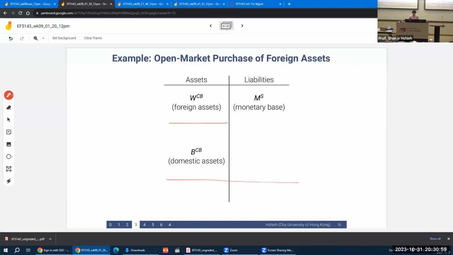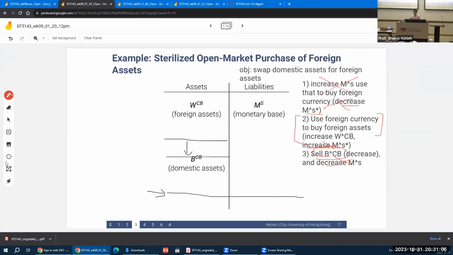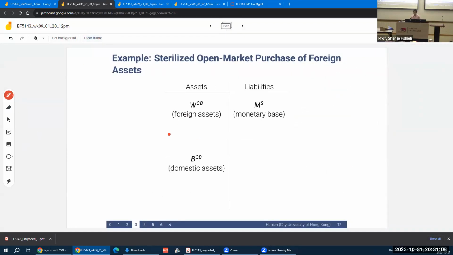So what does sterilization look like? Sterilization literally means that we want to change the composition. So for example, maybe I want to increase the size of my foreign asset holdings, but by doing so, my entire portfolio has to expand, right?